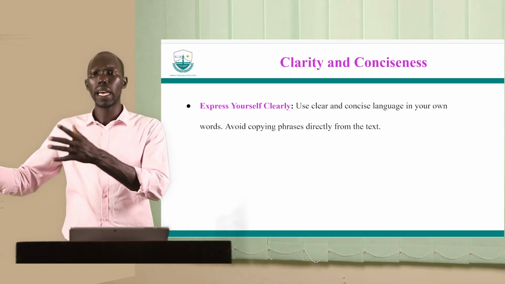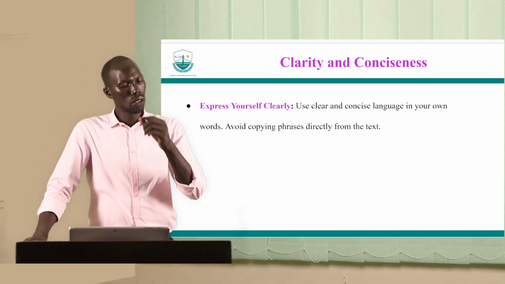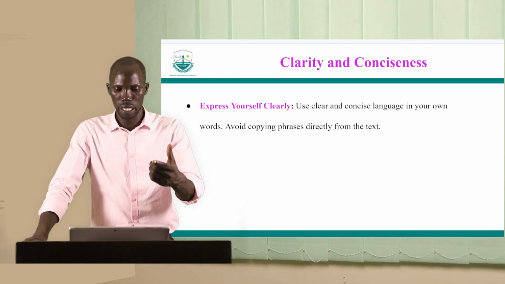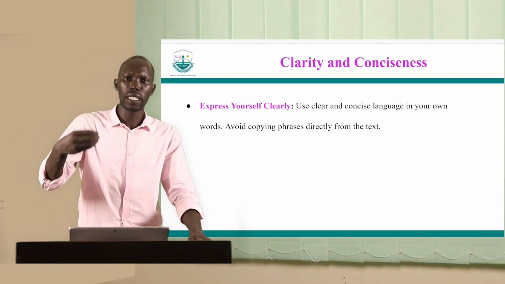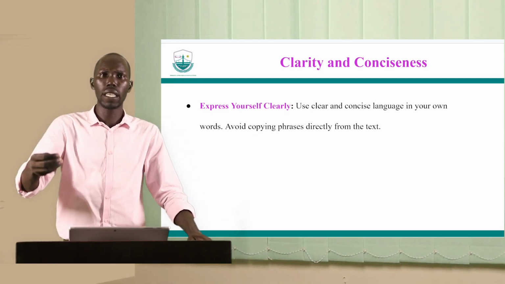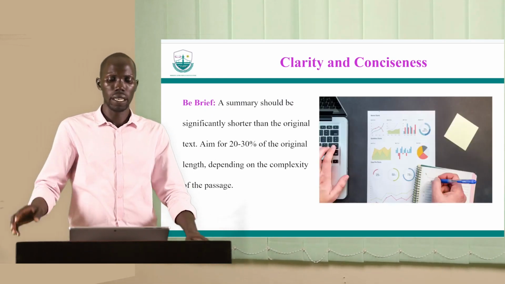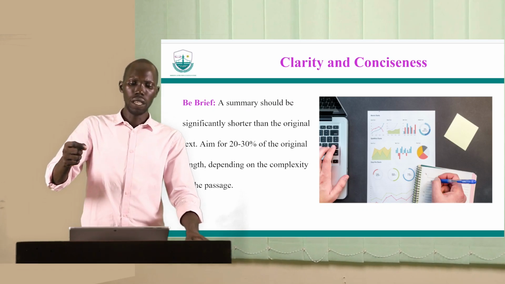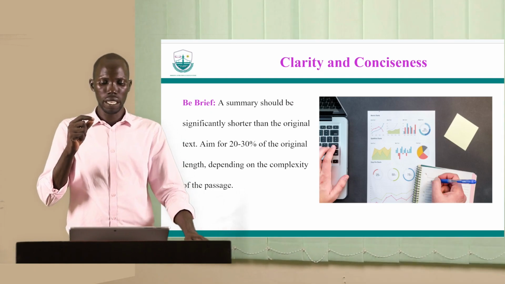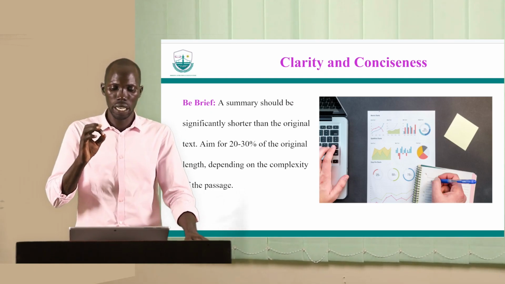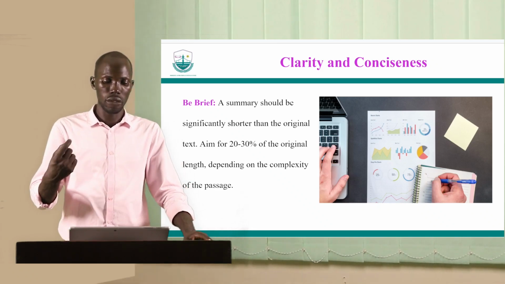But if you're going to copy lines from the original text in the name of your summary, you're not likely to score high marks if it is examinable, and if your employers need some response and you brought in points that are not necessary, then that is also punishable. Imagine being penalized for something like that. Now, in addition, when you're summarizing, you should be brief. A summary should be significantly shorter than the original text. In other words, you should aim for 20 to 30% of the original length.